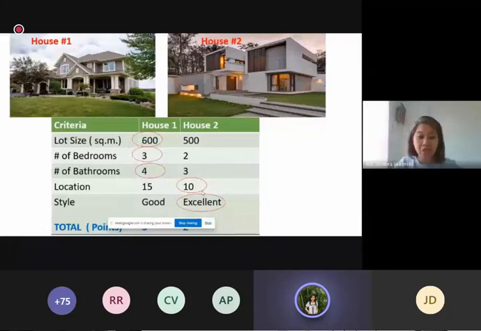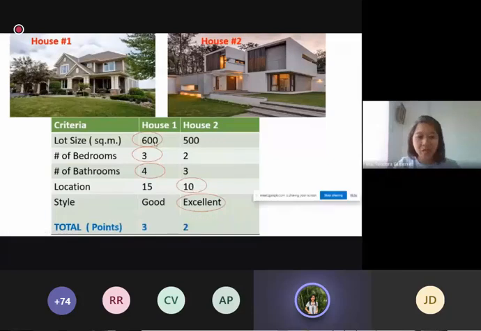In location, it is proximity to work, so it is 10 kilometers. This is nearer. We get the points. We just count it. 1, 2, 3 criteria wins. So 3 points here, 2. So house 1 is the best option for me.